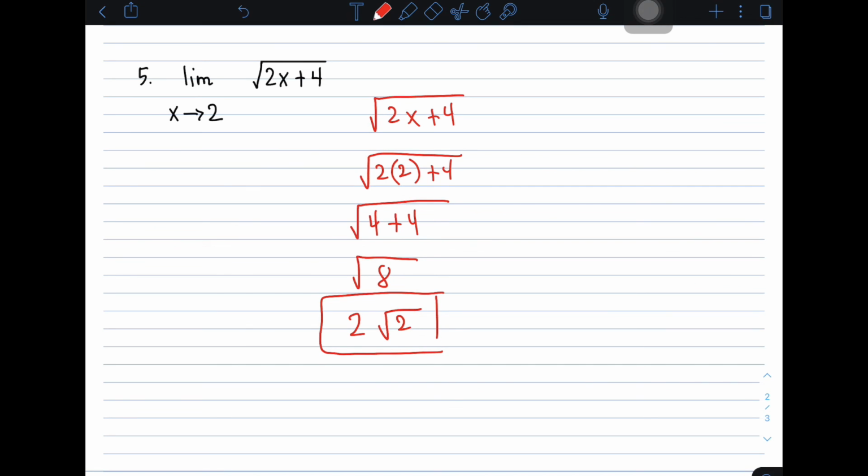Now, I hope na for the first 5 examples that we have in evaluating limits by direct substitution, ay natutunan nyo yung konsepto nito.